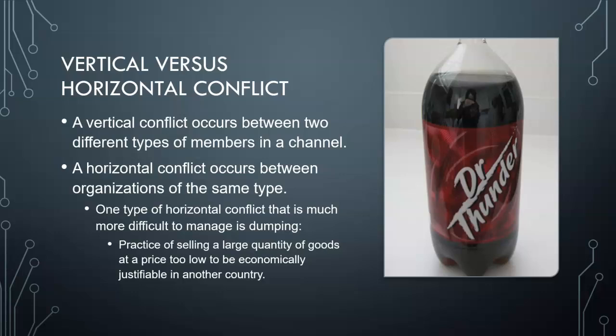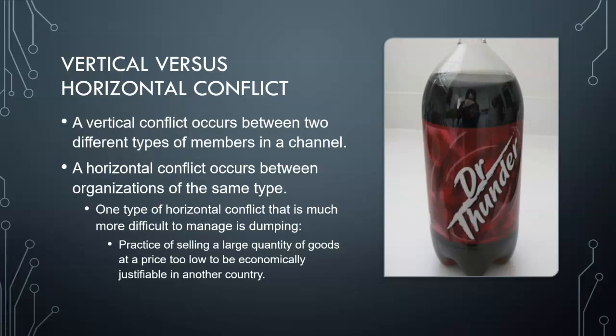Vertical versus horizontal conflict. A vertical conflict occurs between two different types of members in a channel. This would be if vertical conflict happens, two different types of members. So it would be between an agent or a wholesaler, or a wholesaler and a consumer. A horizontal conflict occurs between organizations of the same type.